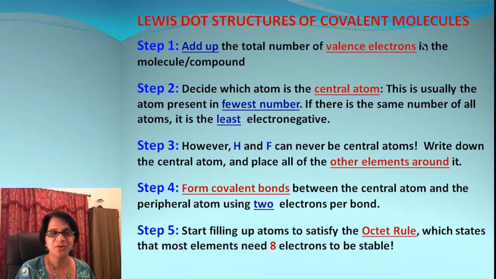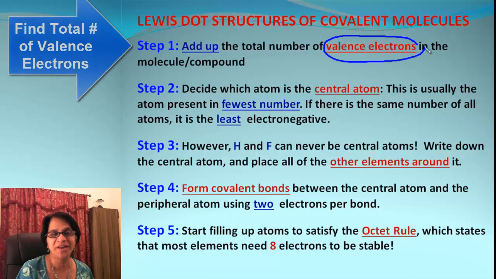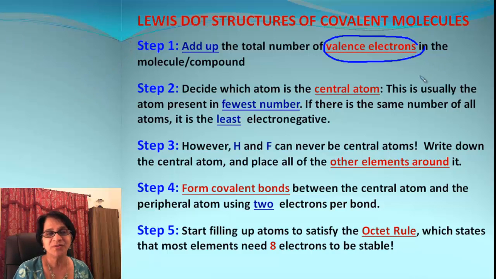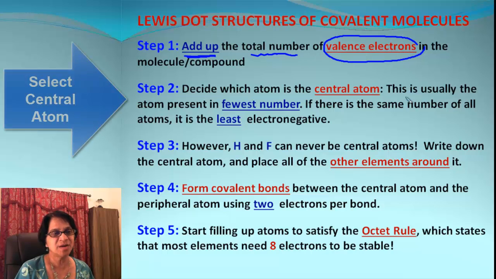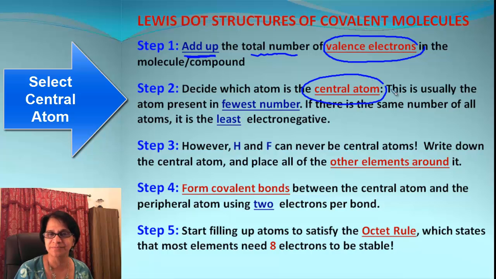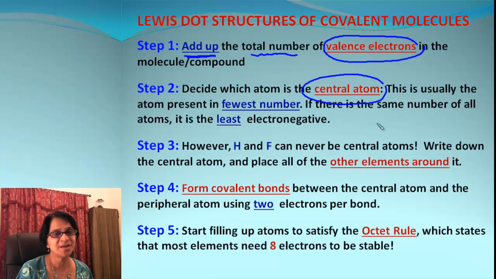Step number 1. We need to take account of valence electrons for every single atom present in that compound or ion. Next, you add them up and you get the total number of valence electrons. Step number 2. This is about selection for the central atom. Usually it is the atom which has the fewest number. But if we have the same number of atoms, then we go with the least electronegative atom.